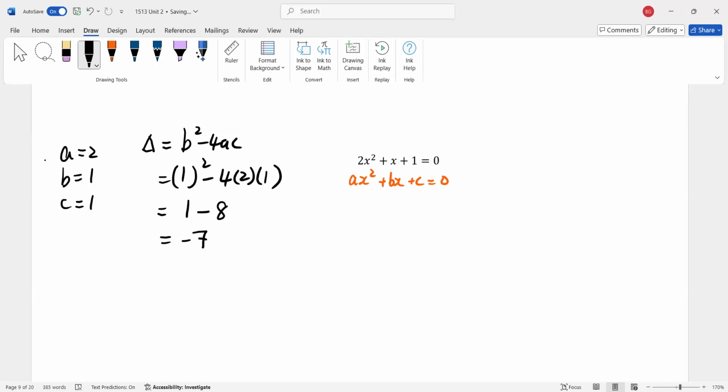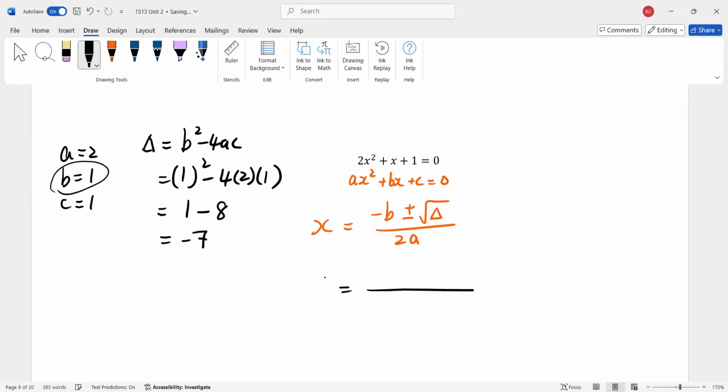Yep, okay. And then the famous formula, x equals -b plus minus big square root delta, right? All over 2a. And let's plug in.